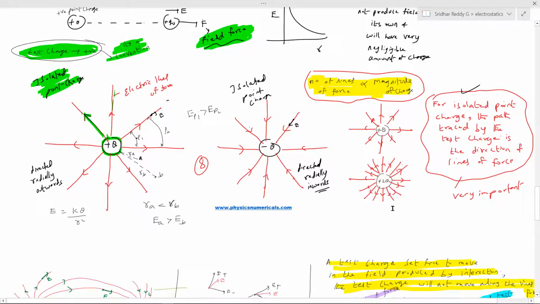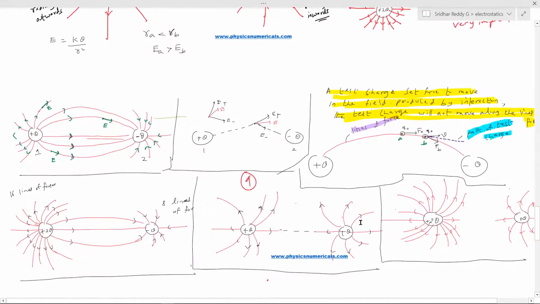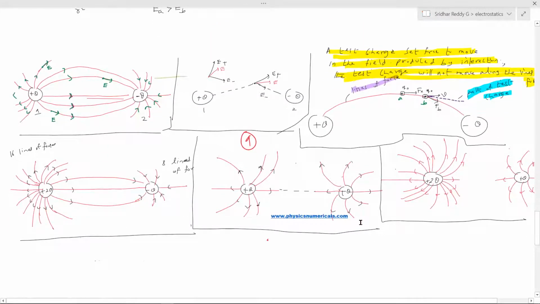Okay, let's come to this one. How do the lines of force look if two charges interact? Now a positive point charge and a negative point charge. What is the force of interaction between them? The lines of force will originate at the positive charge and terminate at the negative point charge. Similarly here, they originate at the positive point charge and terminate at the negative point charge.